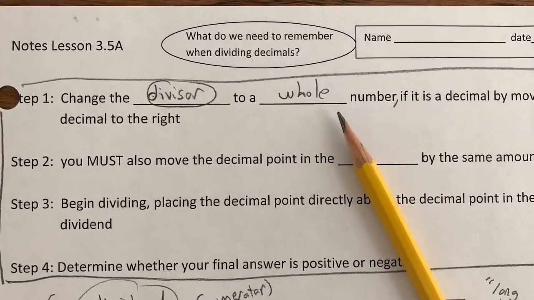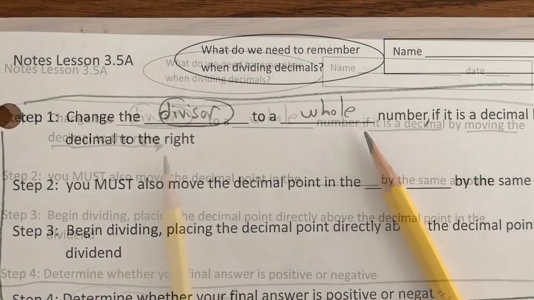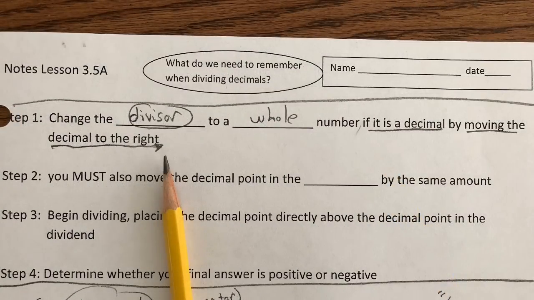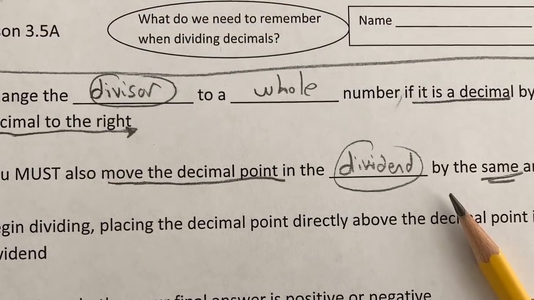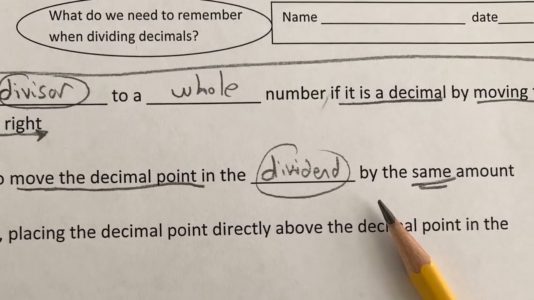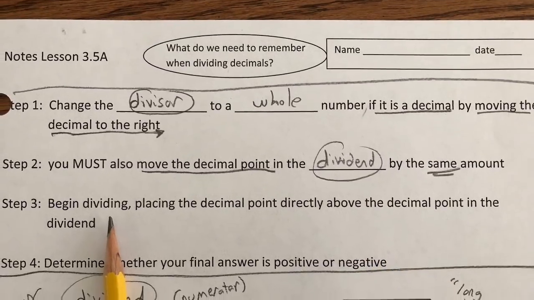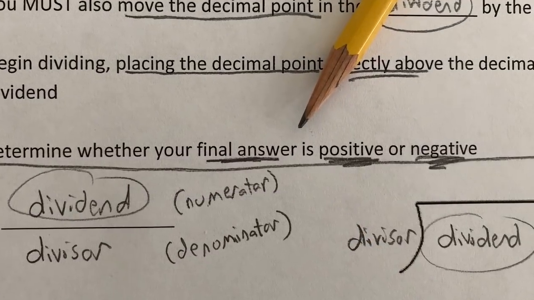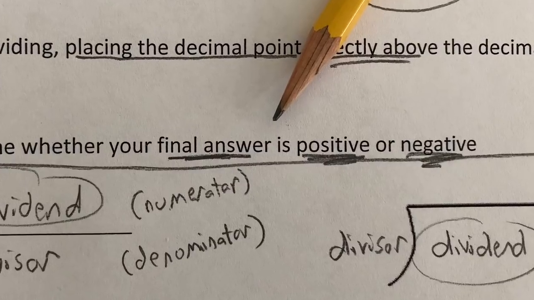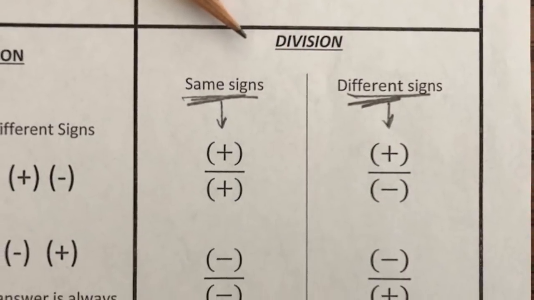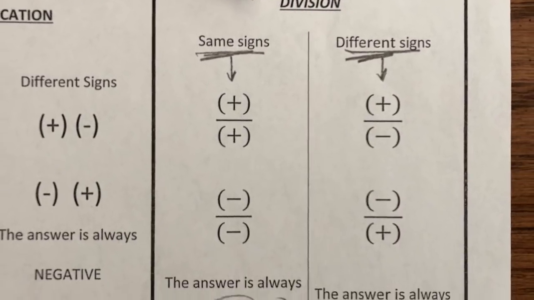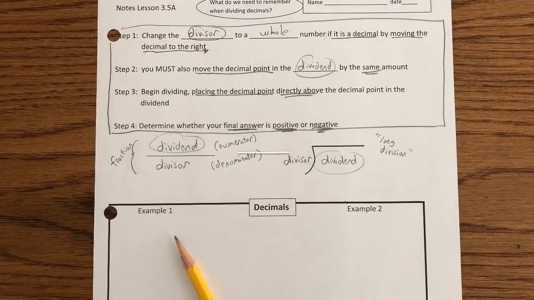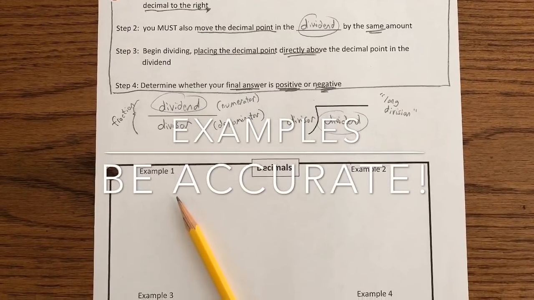Step 1, change the divisor to a whole number, if it's a decimal, by moving the decimal to the right, however many places you need to. In step 2, you must also move the decimal point in the dividend by the same amount. We'll show you that in an example. Step 3, begin dividing by placing the decimal point directly above the decimal in the dividend. And finally, make sure you check if it's a positive or negative answer. Same signs positive, different signs negative. Let's do some examples to show the 4 steps in action.